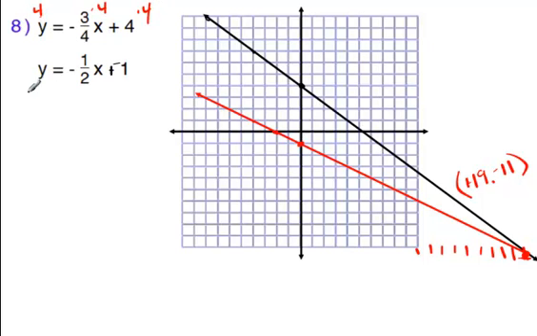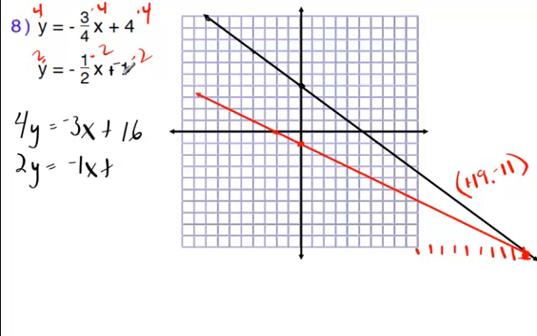So my new equation here will be 4y equals, okay, the 4 divided by 4 cancels out, then I have a negative 3x. Then I have my 4 times 4 there is 16. Fraction gone. We've learned that. Okay, I want to get rid of the 2, so I'm going to multiply everything by 2. So I have my 2y equals, okay, the 2 and the 2 will cancel, so I have my negative 1x plus negative 1 times 2 is negative 2.